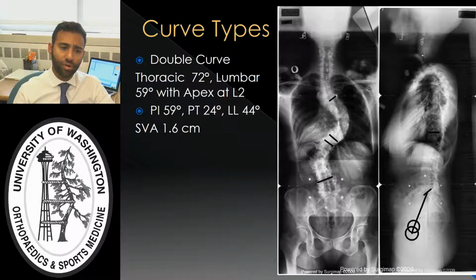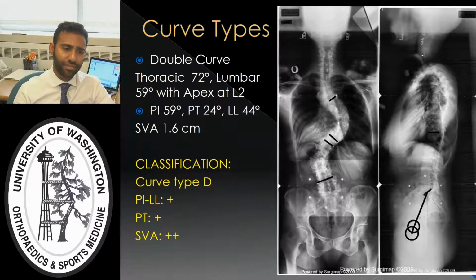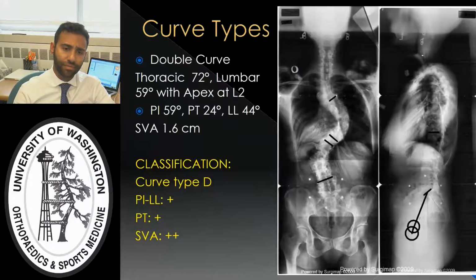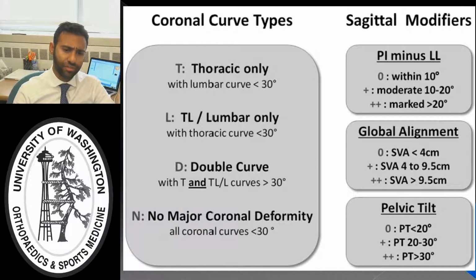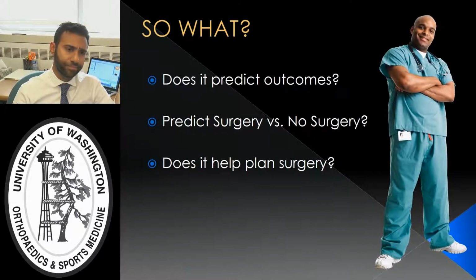And this double curve, if we were to classify it, again looking at the classification, we see that it's a double curve and it's probably a positive and a positive and a positive. 2 positives for the sagittal vertical axis, showing a moderate amount of sagittal plane deformity. I believe that's an error, actually. That should be a 0 under SVA, showing no significant sagittal plane involvement.